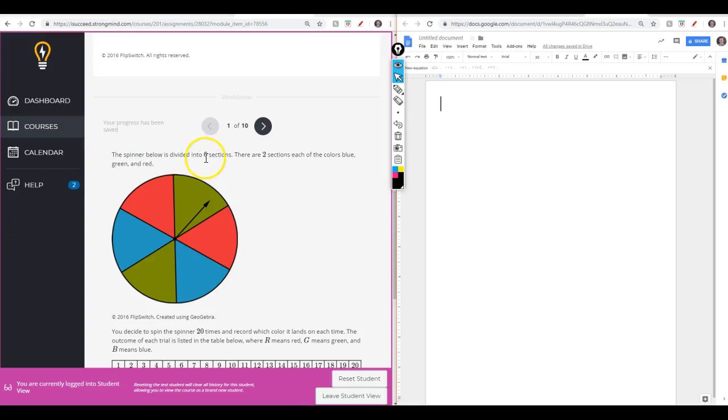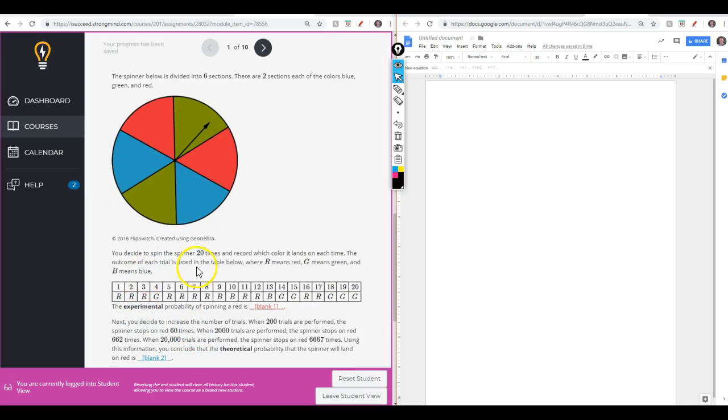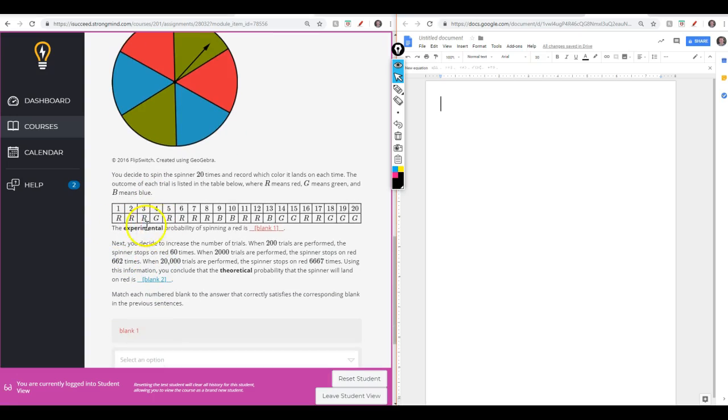Alright, the spinner below is divided into 6 sections. There are 2 sections, each of the colors blue, green, and red. You decide to spin the spinner 20 times and record which color it lands on each time. The outcome of each trial is listed in the table below, where R means red, G means green, and B means blue. The experimental probability of spinning a red is blank.